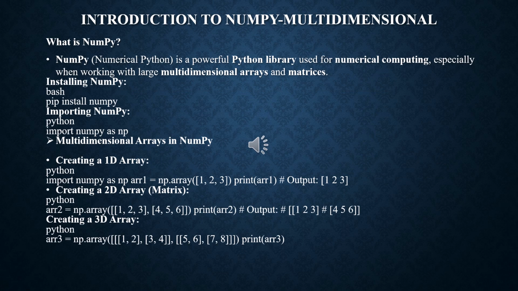So, the introduction of NumPy and multi-dimensional arrays. What is the meaning of NumPy? NumPy is numerical Python. It is a powerful Python library used for numerical computing, especially when working with large multi-dimensional arrays and matrices. An array is nothing but, for example, 0, 1, 2, 3, 4. These are the array elements. How are we going to find this out and solve it in mathematical Python?